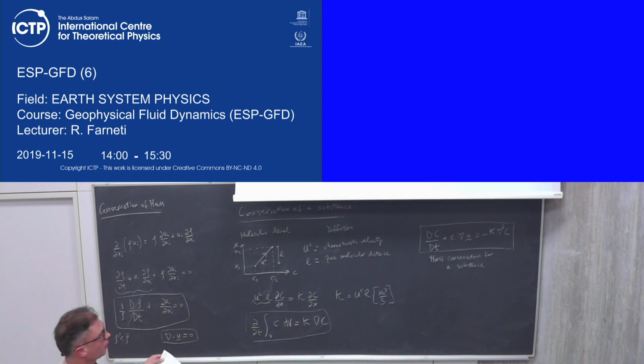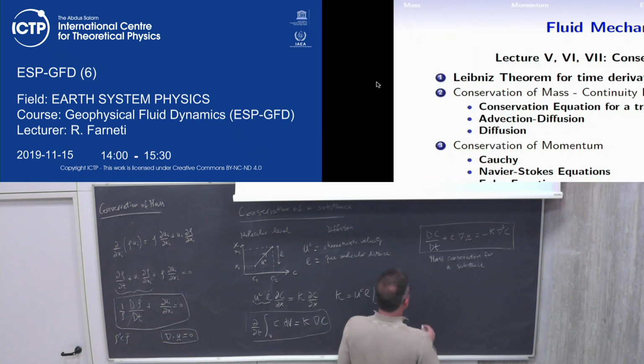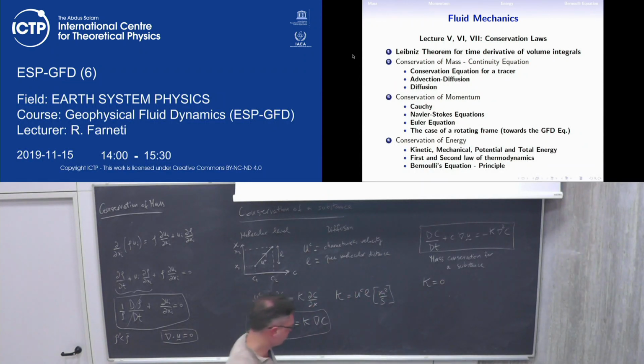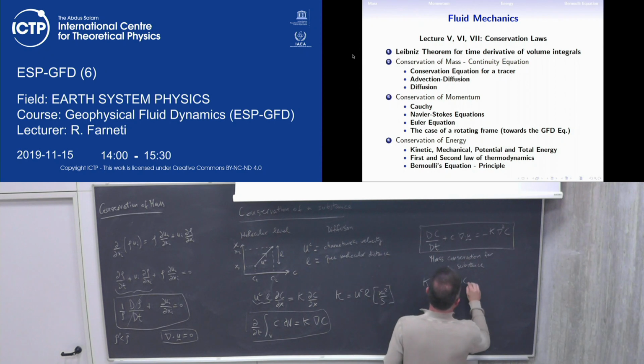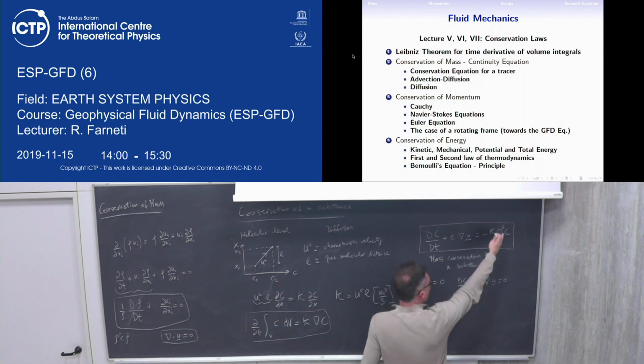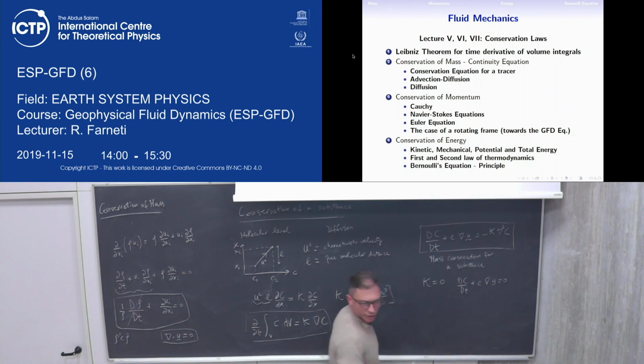So you have the mass conservation for a substance. Now, if there is no diffusion, so kappa is equal to 0, you recover the conservation of mass, the continuity equation, obviously. So this is also a sanity check that you did things properly. If you remove diffusion from the conservation for a substance, you're left with the continuity equation as before.